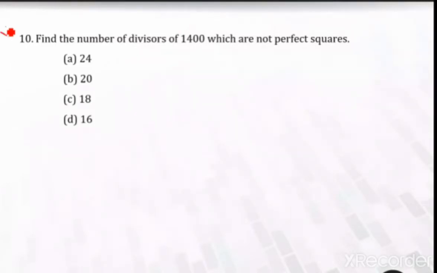What is the answer for this question? How many factors are there in 1400? Can anyone? Number of factors in 1400.